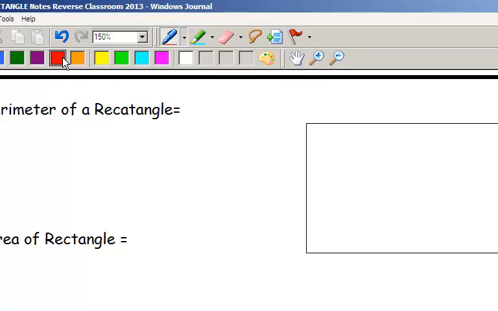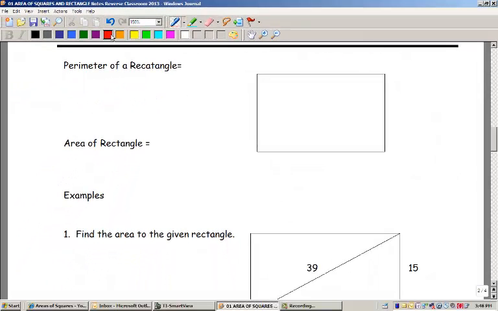Now, a little bit different than squares, rectangles are still a four-sided figure in which opposite sides are congruent to each other. So we're going to call this side B and we're going to call this side H. I know sometimes some teachers use L and W for rectangles, but to keep things as simple as possible throughout this unit, I'm going to refer to them as B and H.